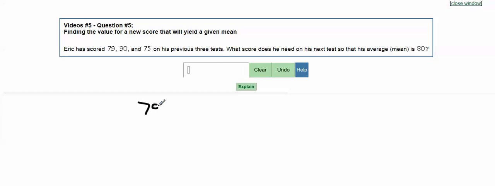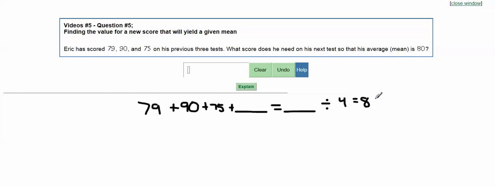So far he scored a 79, he got 90 points on the second test, and he got 75 on the 3rd test. He is about to take another test. When he's done and gets all of his total points, then he'll divide it by 4, since he's had 4 tests now, and he wants to say my average was 80. So the question is, what does he need to get on this 4th test?